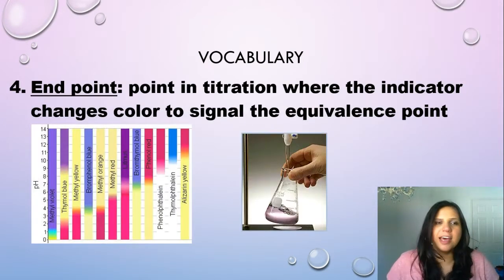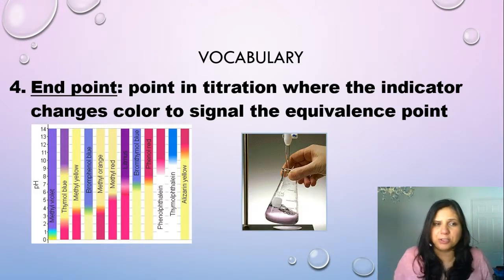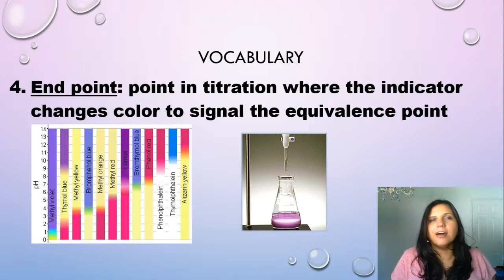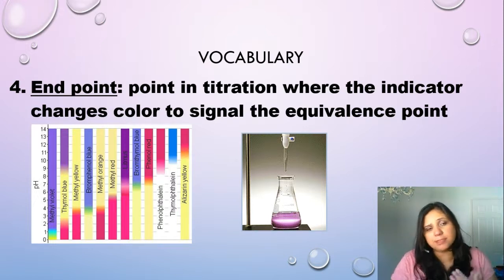All right, next, the end point. The end point is the stopping point in the titration, so end point. Now, this happens at the equivalence point, but we need something to signal where this happens. And so we use an indicator to signal that the equivalence point has been reached. We have lots of indicators that can do that, something that has a change in color at a specific pH.